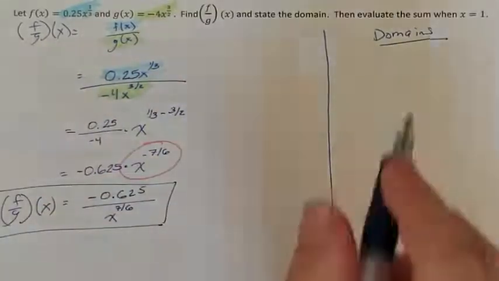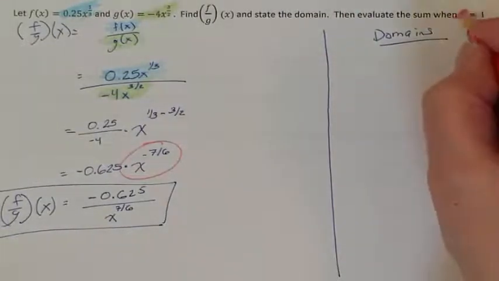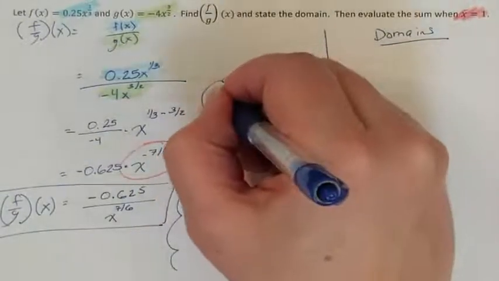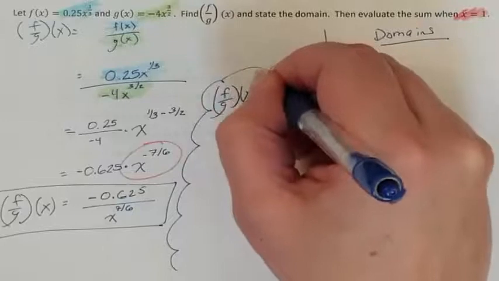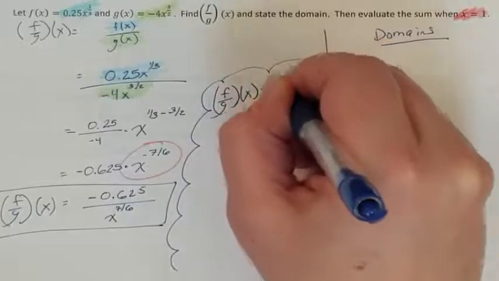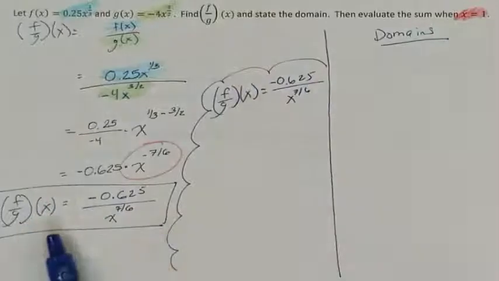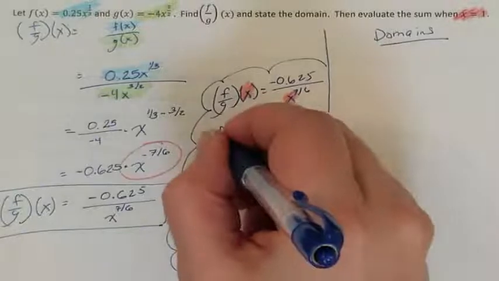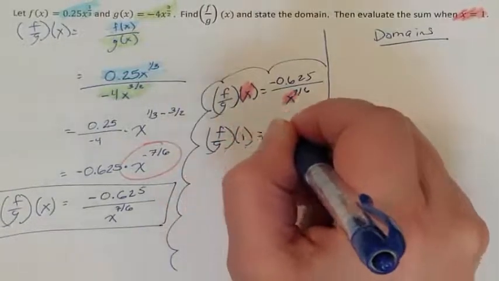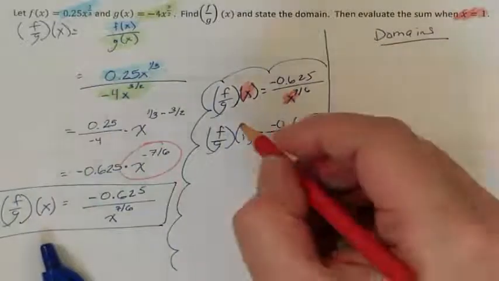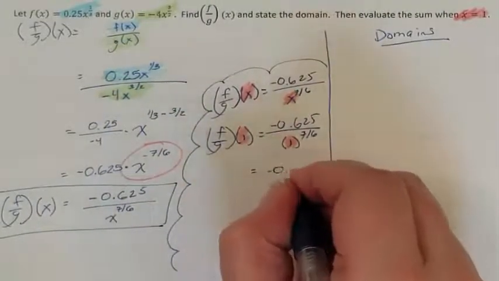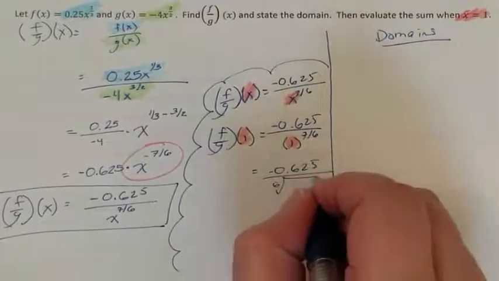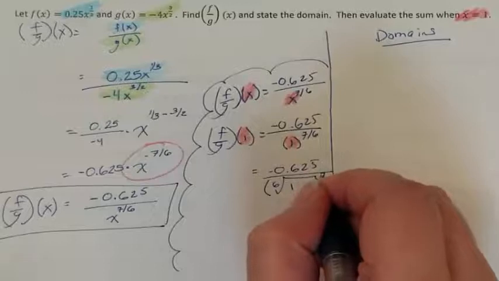But we're now supposed to evaluate this when the x value is 1. So we're going to come over here where we have space, and we're going to evaluate f divided by g, negative 0.625 divided by x to the 7/6, when this x value is going to end up being 1. So here's me replacing my x values with 1. So I've got my decimal on top. My denominator is a radical. It is the 6th root of 1, all raised to the 7th power.